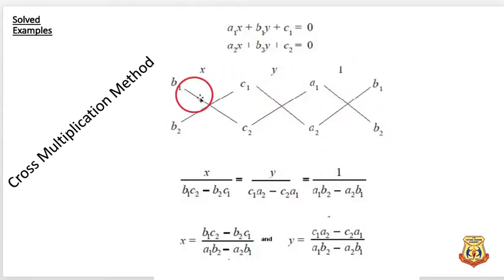And from here you will cross multiply. If I write x at first at the top, and in the denominator place, what will we write? B1C2 minus B2C1. Again, it is equal to the y value, then C1A2 minus C2A1. This way we'll do. Understand?